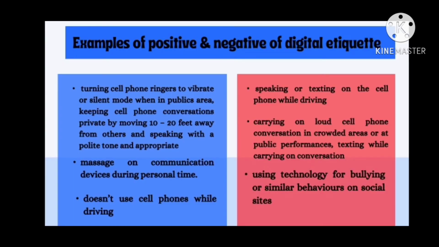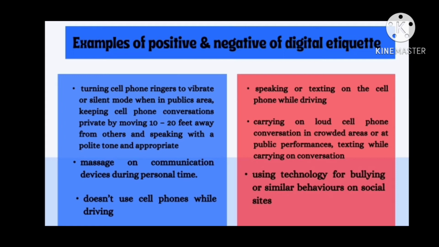Examples of positive and negative digital etiquette. The positive examples of digital etiquette: number 1, turning cell phone ringers to vibrate or silent mode when in a public area, keeping cell phone conversation private by moving 10 to 20 feet away from others and speaking with a polite and appropriate tone. Number 2, messaging on communication devices during personal time. And number 3, not using cell phones while driving, because when you're driving, you are not focused if you use your cell phone, so it will cause accidents and so on.